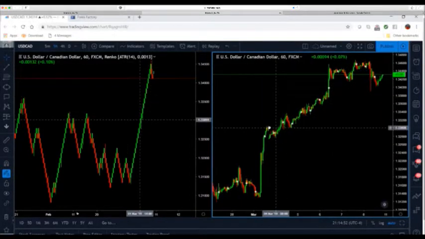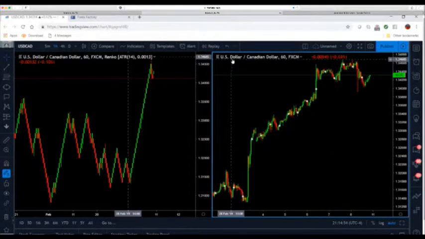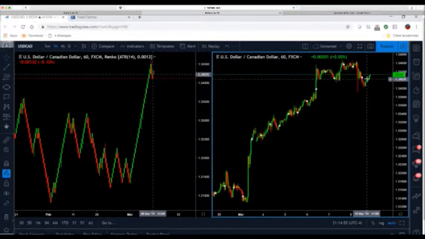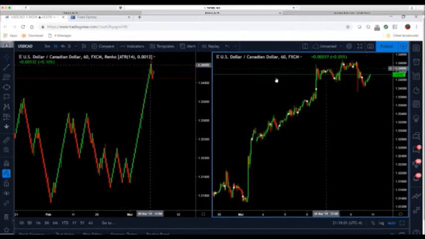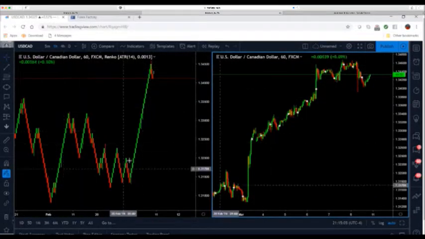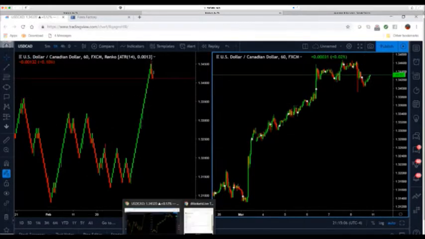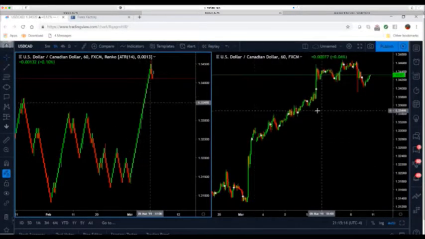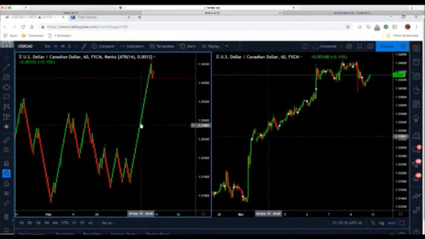This is USD CAD on the 1 hour time frame. Look at that. 1 hour time frame. Look at how it looks on candlesticks compared to USD CAD on renkos. You guys see that? You see the big difference? Do you guys see that? You see the big difference between candlesticks and renkos, right?